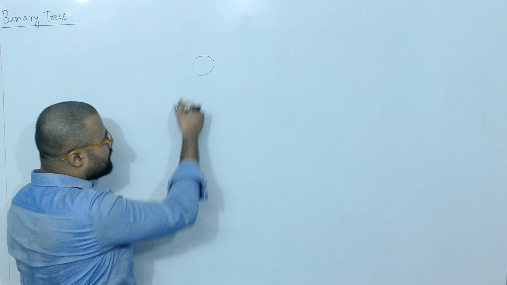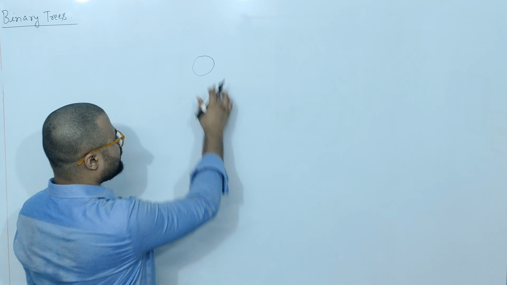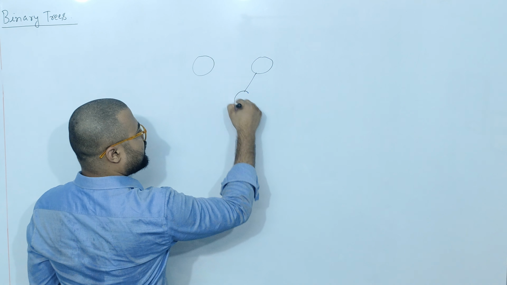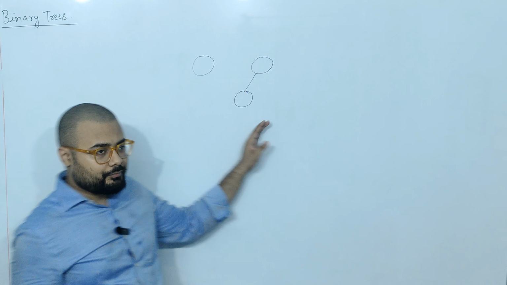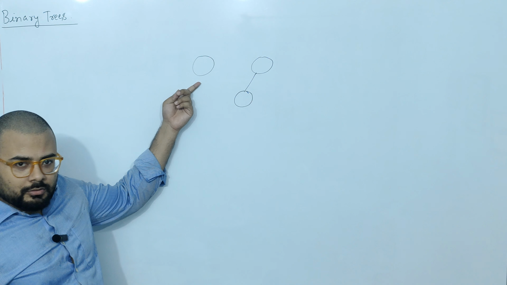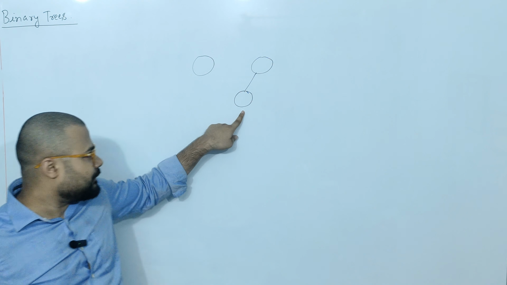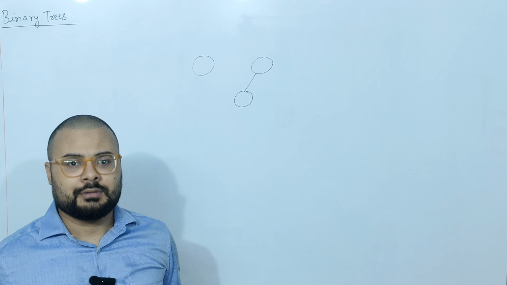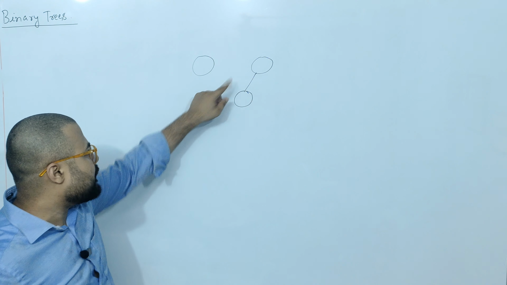Now, if you add one more node to this binary tree, then the level of the tree will increase by 1. In this case, the level is 0. Now the level of this node is 1, and the level of the tree is the maximum level, right? So the level of the tree will increase by 1 when you add a node.